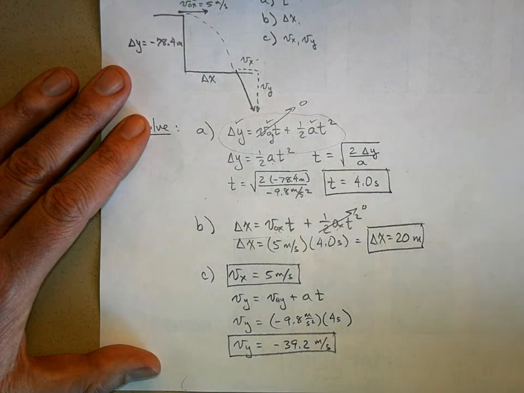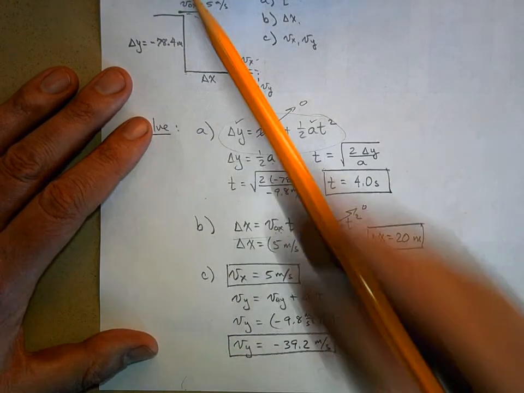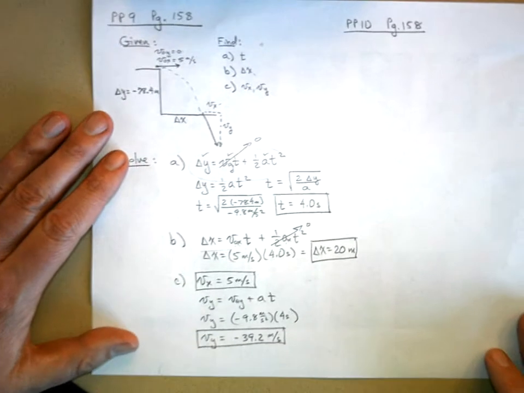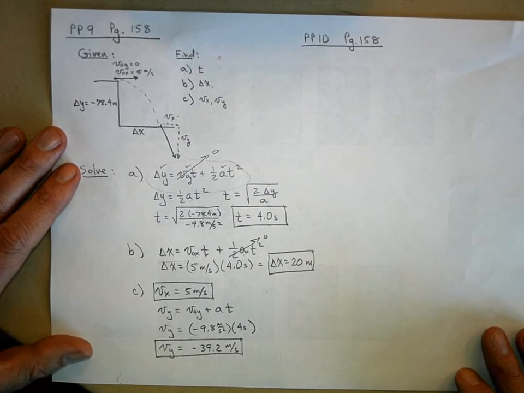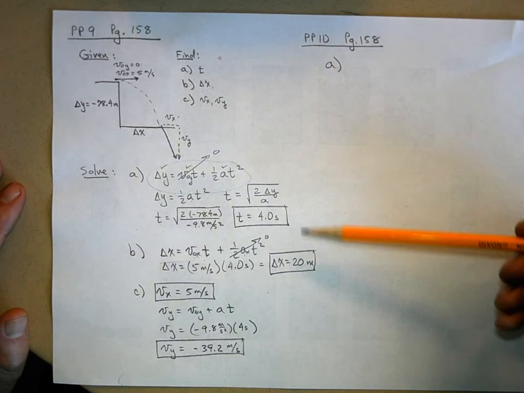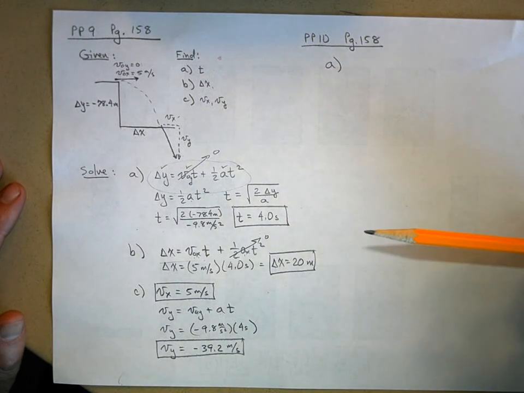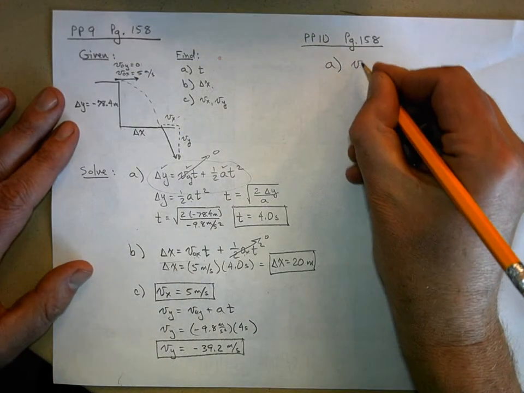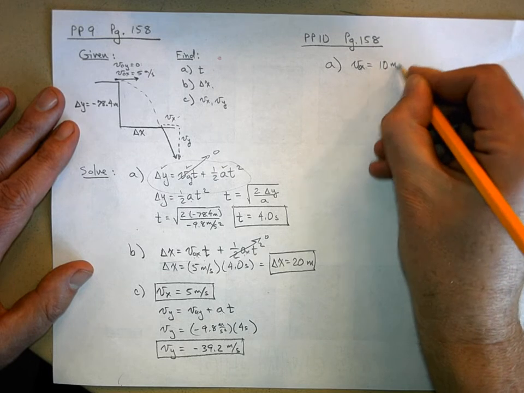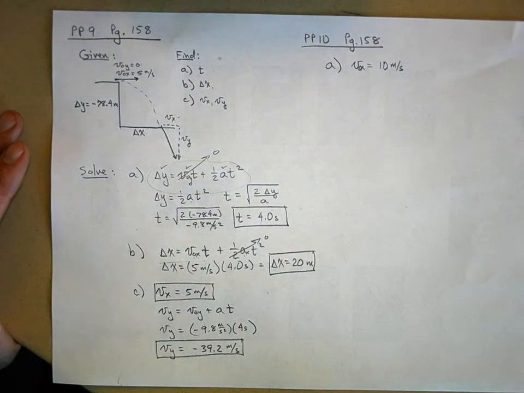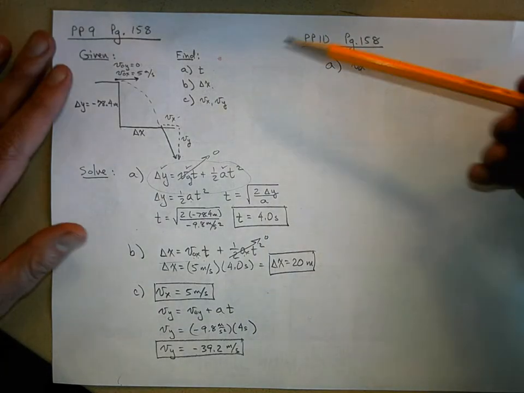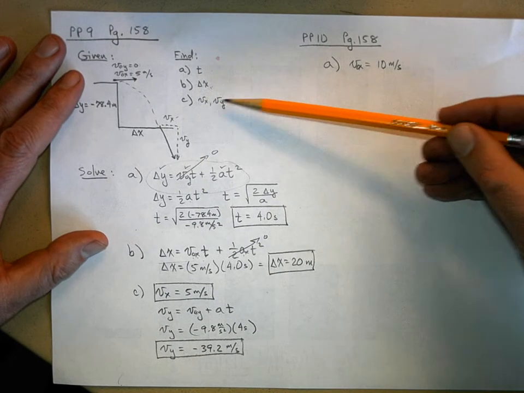So now we're finished with practice problem 9. Now practice problem 10, let me zoom out again here. Well, for part A, it's the same problem as this, but we're going to double the horizontal velocity. In other words, V0x is equal to 10 meters per second. Now, watch what I'm going to do here. I'm going to take a shortcut. It says, what happens to the time, the delta x, and Vx and Vy?